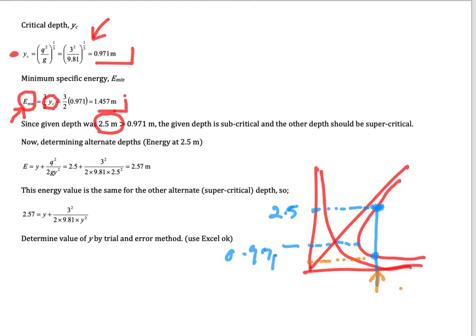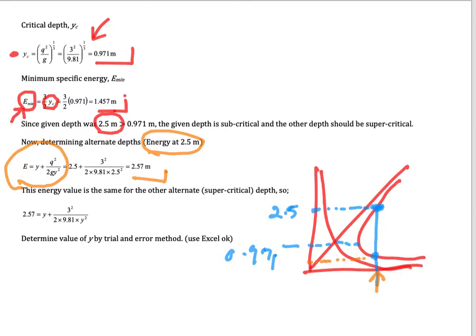Okay, so what we need to do is calculate the energy. The energy equation is E equals Y plus Q squared over 2gY squared. We substitute the value of Y, which is 2.5 meter, and we found that the energy is 2.57. This value is the same for the other alternate depth.